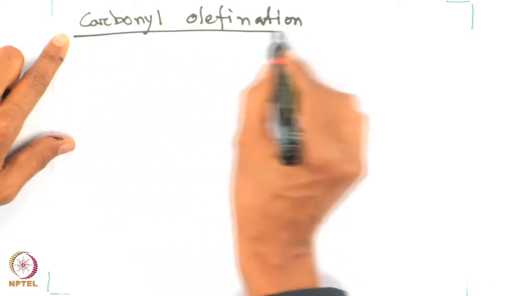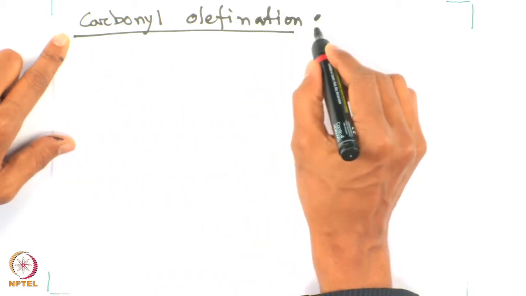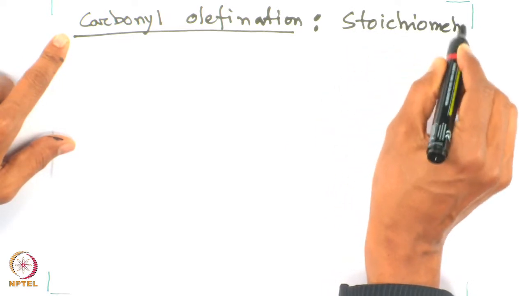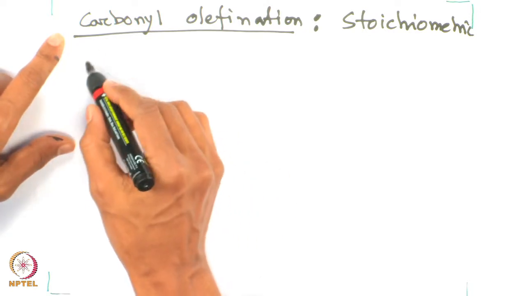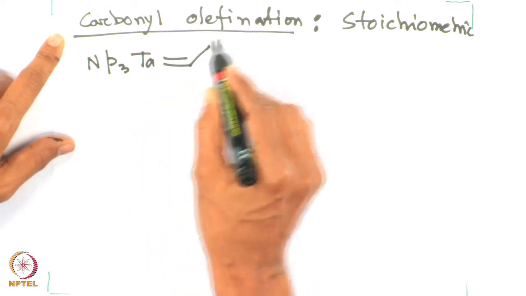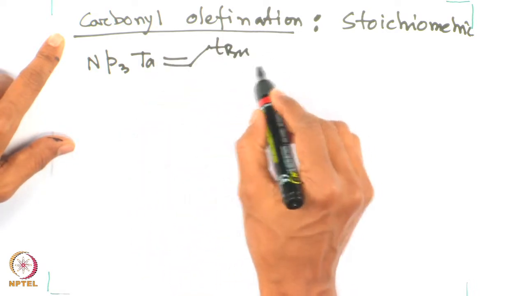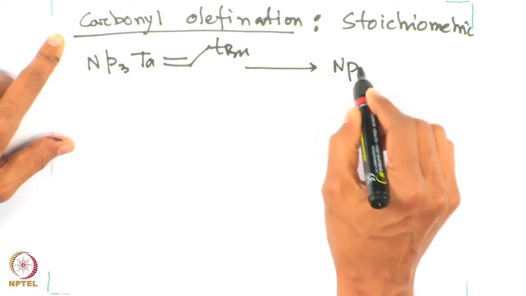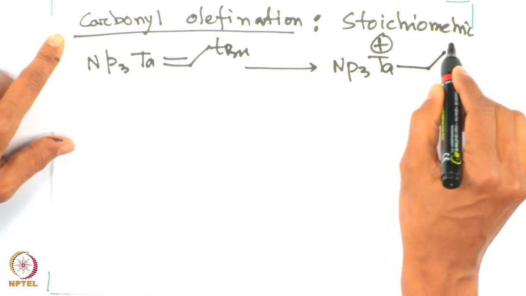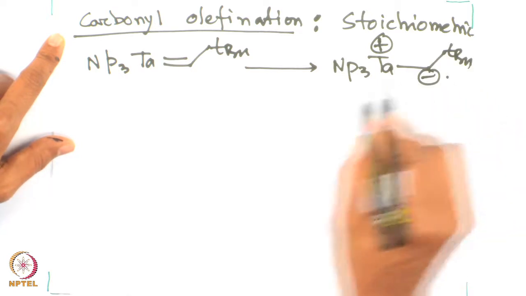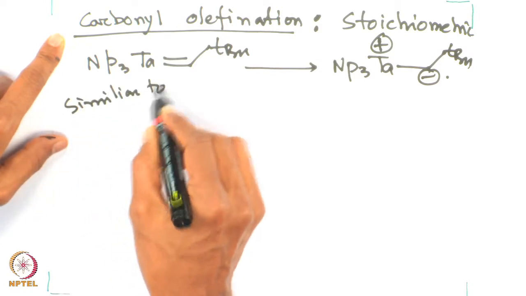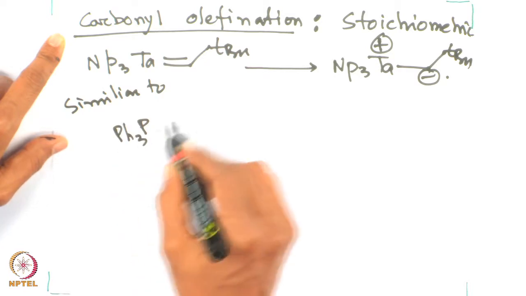Carbonyl olefination, also alkylidene chemistry, these are stoichiometric reactions. Of course, that is true also for the Wittig reaction. The chemistry we will discuss today is with the Schrock carbene. This is the Schrock carbene. This you can draw in a different fashion as we have discussed. Schrock carbene is nucleophilic at the carbon center. This is similar to what you know about the Wittig reagent.